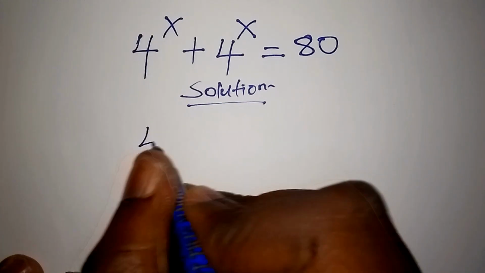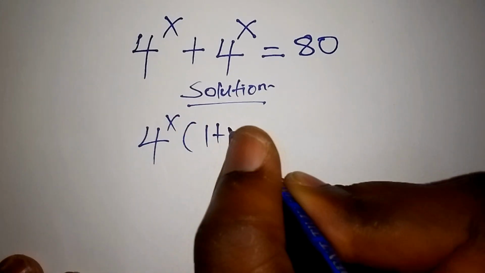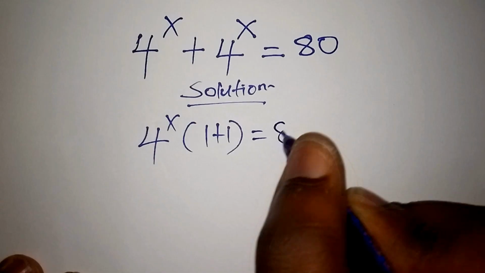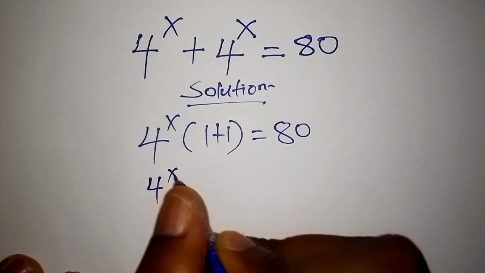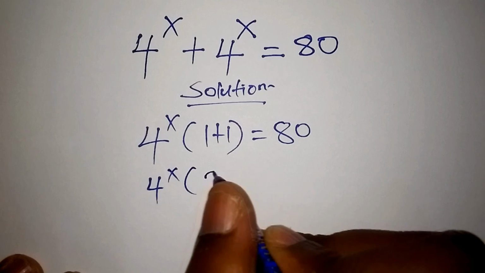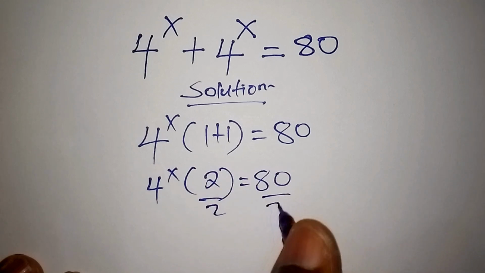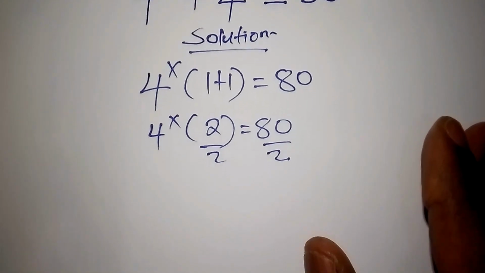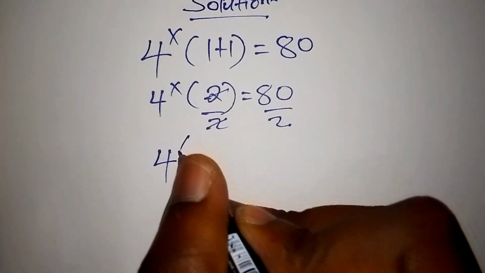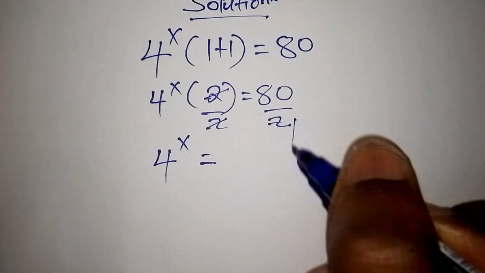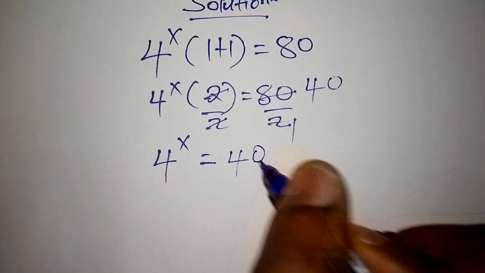So here we shall now have 4 to the power of x into bracket 1 plus 1 is equal to 80. Then work out the number that is inside the bracket. That is 4 to the power of x into bracket 1 plus 1, that is 2, is equal to 80. Then divide both sides by 2. So the 2 and 2 cancel, and we now have 4 to the power of x, which is equal to 80 divided by 2, which is 40.